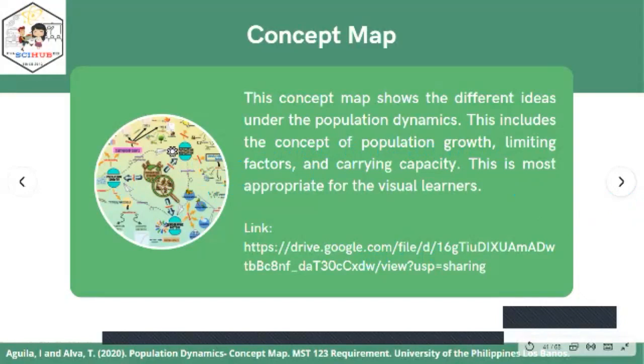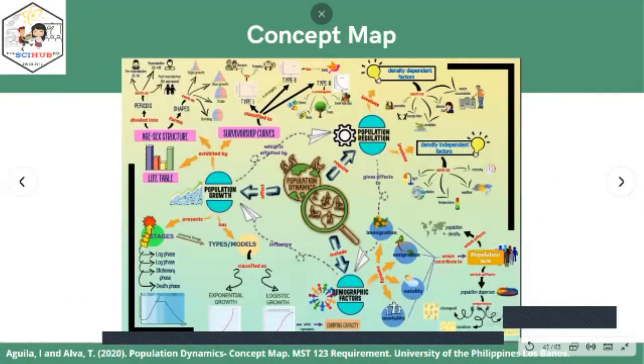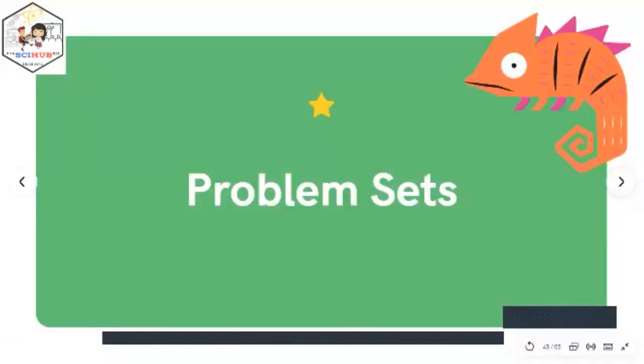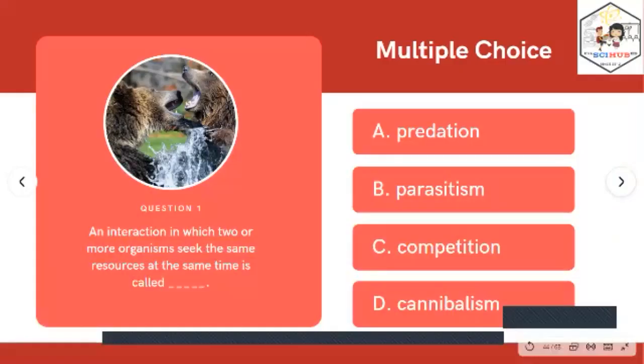Just click it. And here is the picture of the whole concept now. So as you can see, the population growth has 2 types: the exponential growth here, and the logistic growth. And on the population regulation part, we have the two types of limiting factors, the independent and the dependent one. And now we will go to the problem sets.